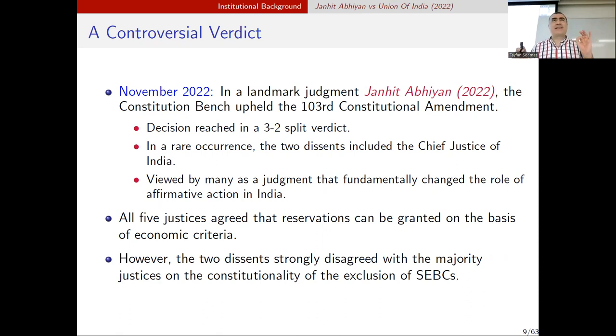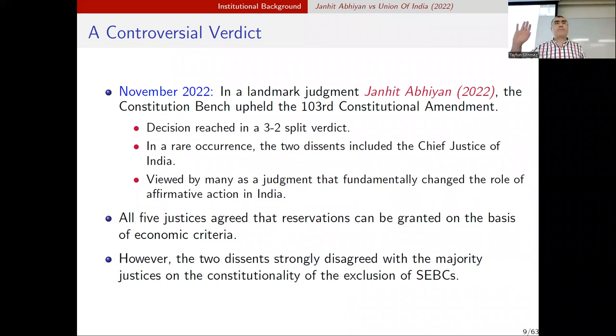The decision was not unanimous. It was a 3-2 split verdict. In a very rare occurrence, the two dissents included the Chief Justice of India. So this is very rare, apparently, that's what I'm reading. What's also interesting is that it was the last day of the Chief Justice of India. That was his last decision. Then he retired. And it is viewed by many as a judgment that fundamentally changed the role of affirmative action in India. And I agree with that viewpoint, and you'll see why.